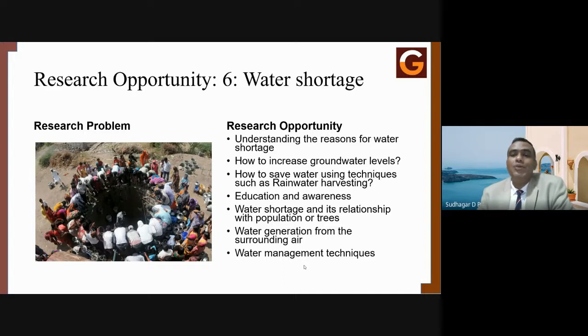You can conduct research to come up with a concept for how to increase the groundwater levels. If the groundwater levels are high, definitely the water shortage problem can be easily tackled. So you can do research on how groundwater can be easily elevated. How to save water using techniques such as rainwater harvesting. Many of the homes have rainwater harvesting systems, but how many homes actually have a functional rainwater harvesting system?